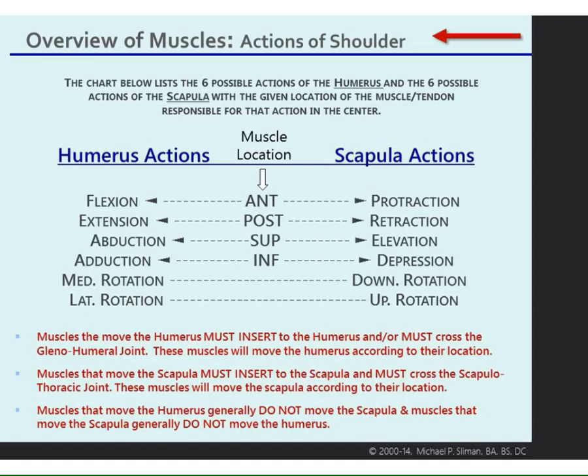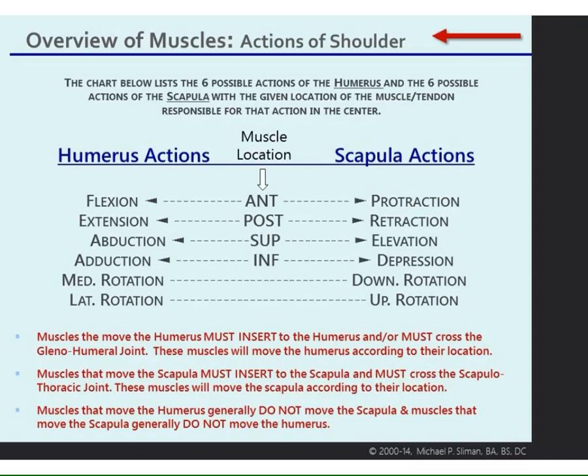So for the humerus, we have flexion, extension, abduction, and adduction. Scapular motion would give us protraction, retraction, elevation, and depression. And if you see that middle column, this just dictates wherever the muscle is located will give you a certain action. So in other words, any muscle that inserts to the humerus or crosses the glenohumeral joint that's located anteriorly to that joint will be a flexor. For example, the pec major, since it's an anterior muscle, since it inserts to the humerus, it will be a flexor.